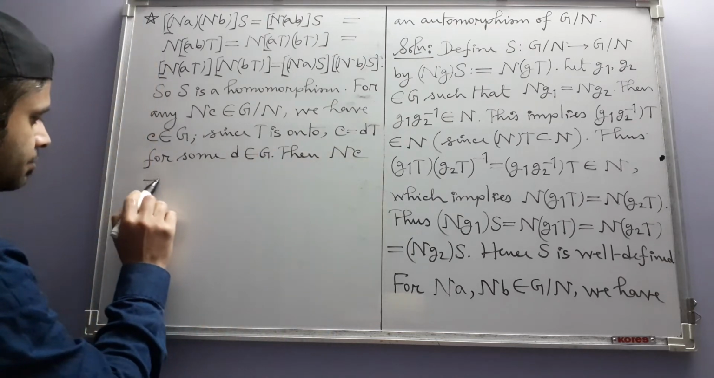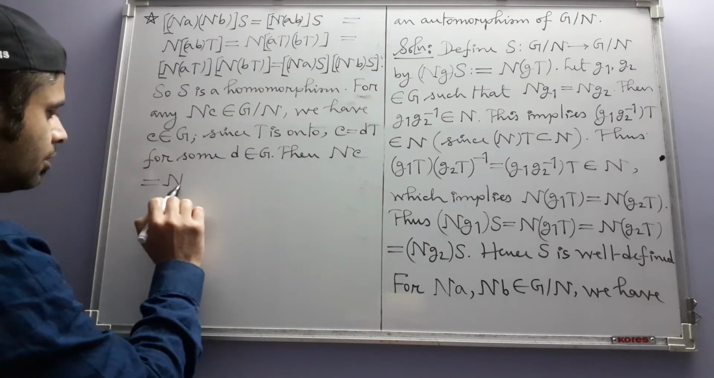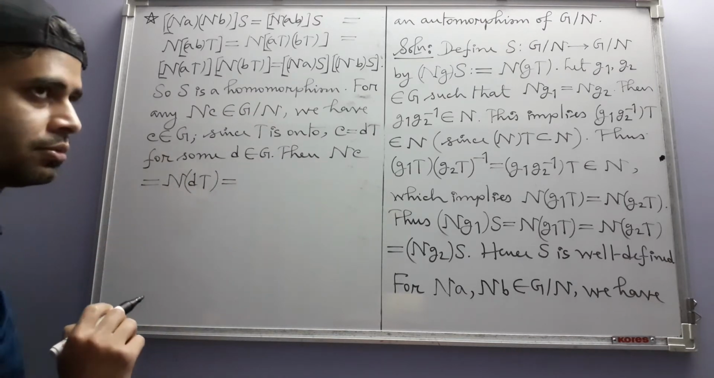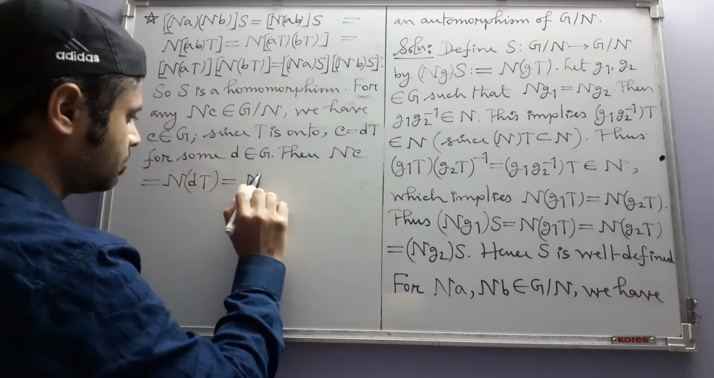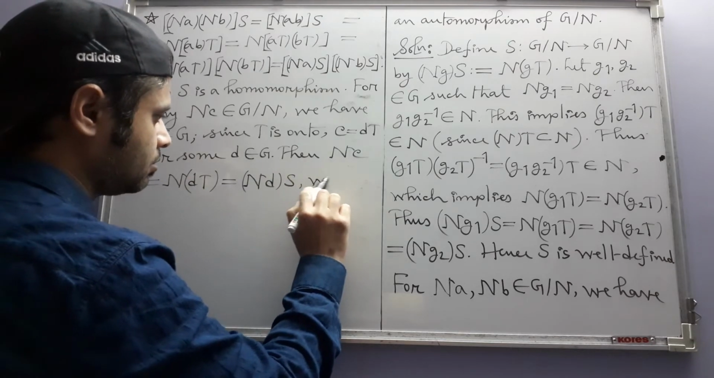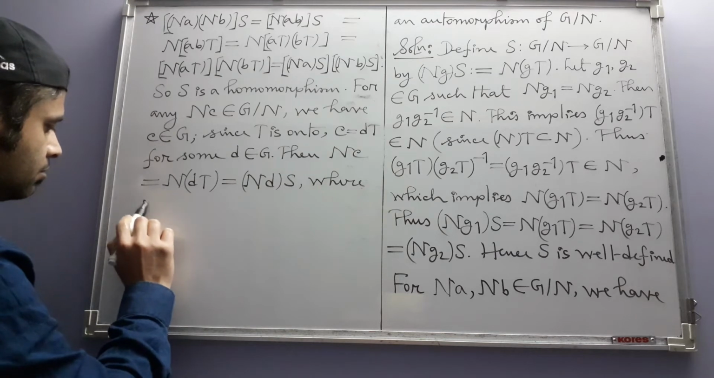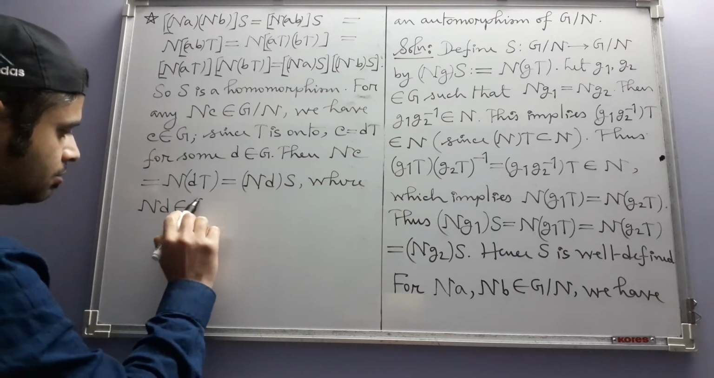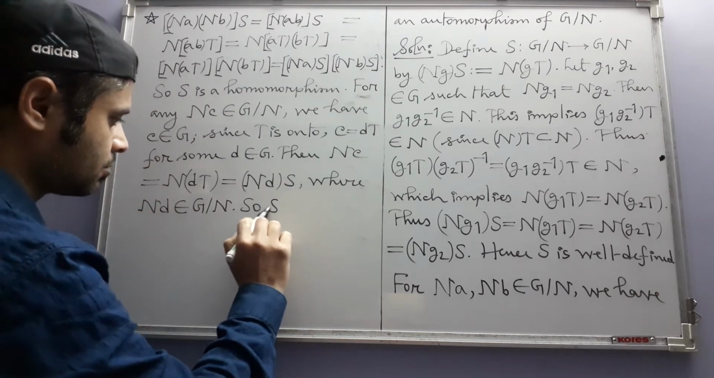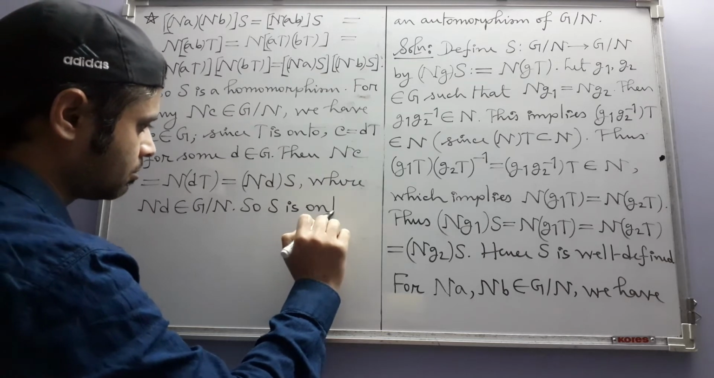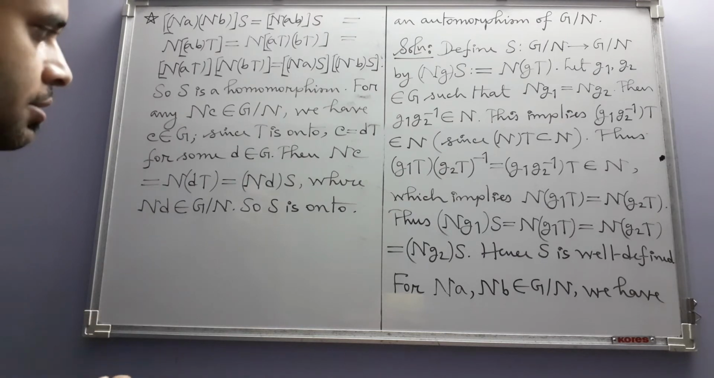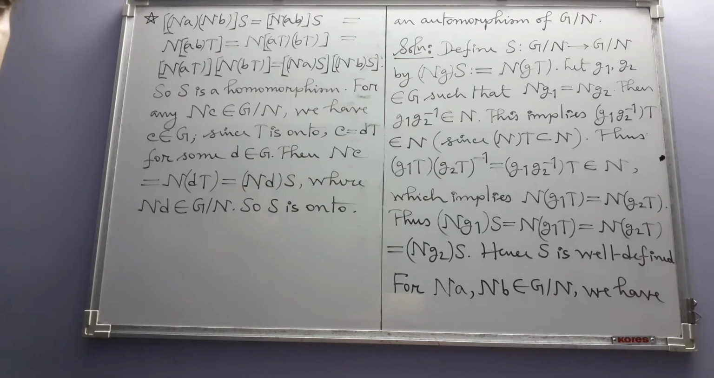Now nc is n dt, and by the definition of S, this is nothing but the S image of nd, where definitely nd belongs to G by N. So S is onto. So next, and the only job left, is to show that S is 1-to-1. But here there is a problem.